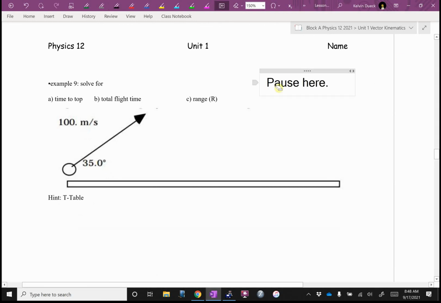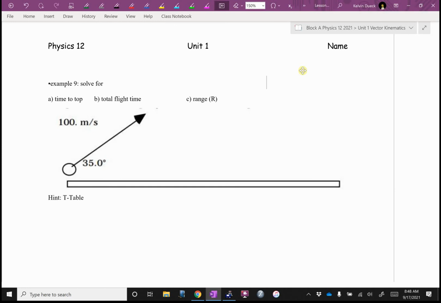Okay, so example 9. Example 9 is the next question. It says solve for the time to top, the total flight time, and the range. On a test, I might just ask for part C and expect you to clue in you needed to walk through the other steps.